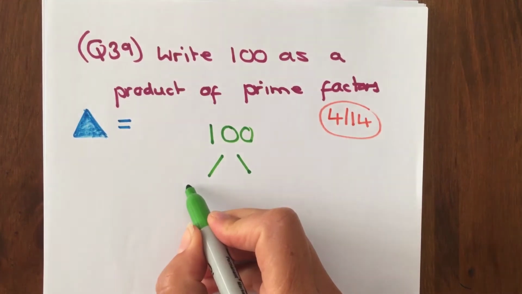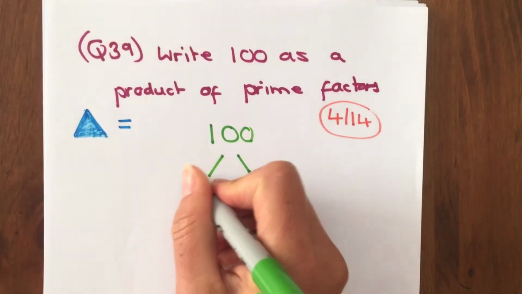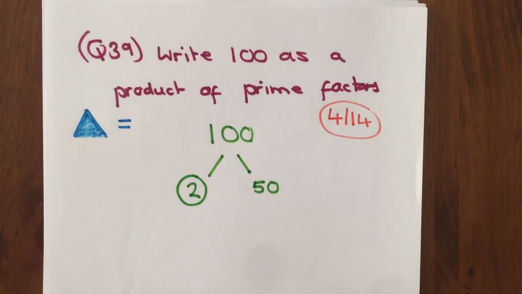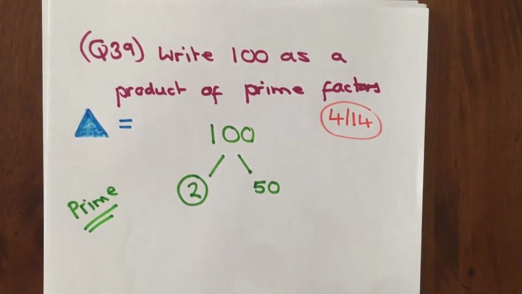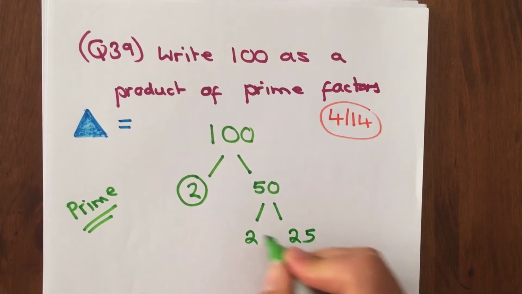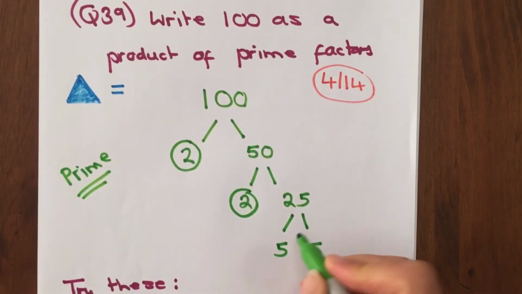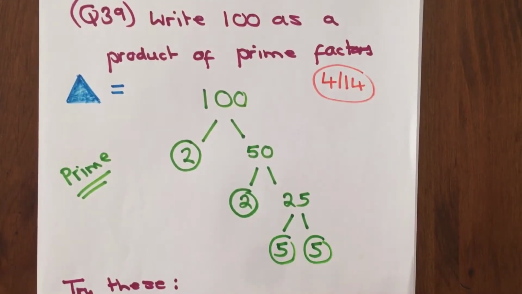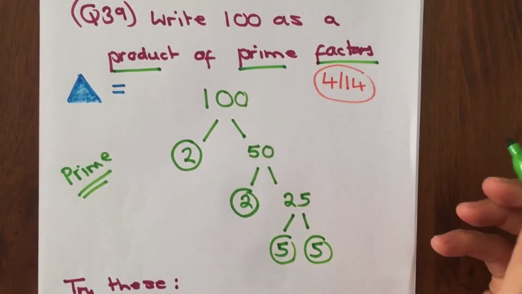Well, I know that 2 times 50 is 100. I know 2 is a prime number. Remember the word prime: only divided by 1 and itself. You circle the prime numbers. Right, 50 is 2 times 25. 2 is prime. 25 is 5 times 5. 5 is prime.